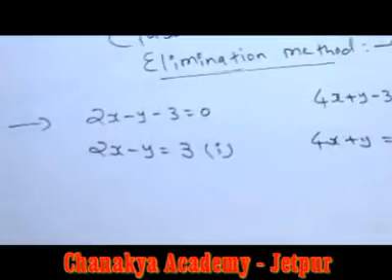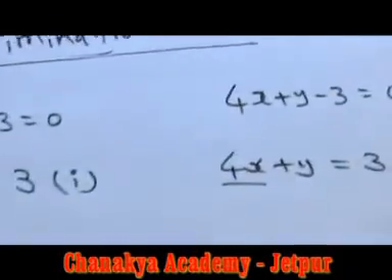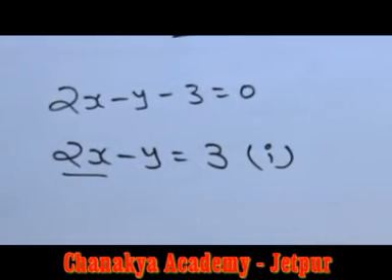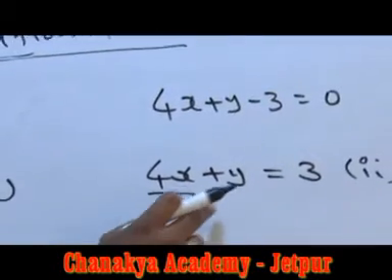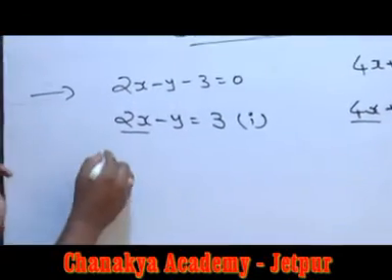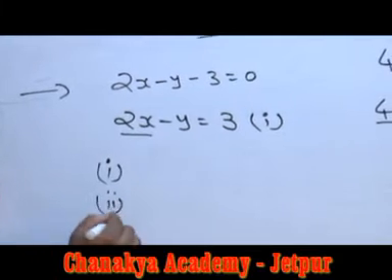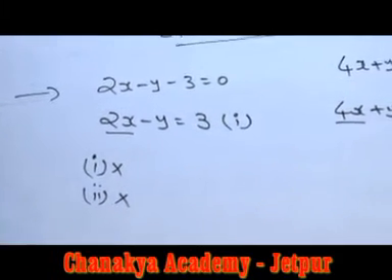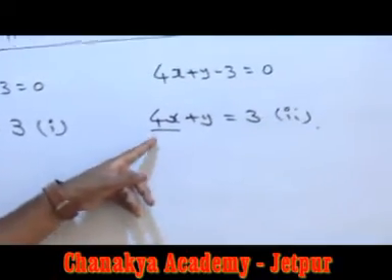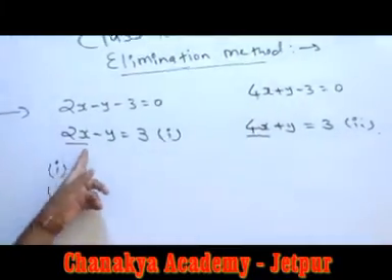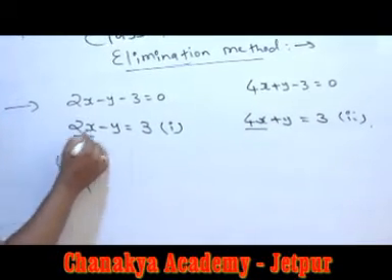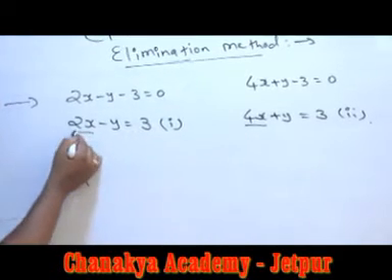Now students, underline the terms containing x from both equations. Here 2 is the coefficient of x, -1 is the coefficient of y, and 3 is the constant. In equation number 2, 4 is the coefficient of x, 1 is the coefficient of y, and 3 is the constant. Now equation 1 and equation 2 will be multiplied, but here the step is different from the previous methods. Here 2 is a factor of 4, that is, 4 is a multiple of 2. Students, we have to consider this. We should not multiply 2 with 4 or 4 with 2 because 2 is already a factor of 4, or 4 is already a multiple of 2.